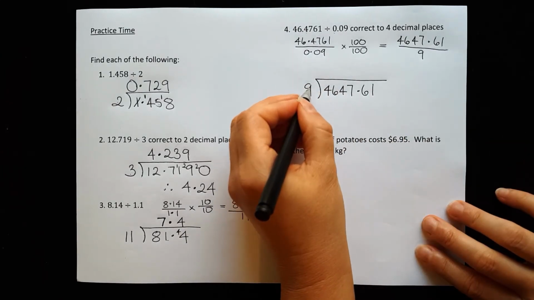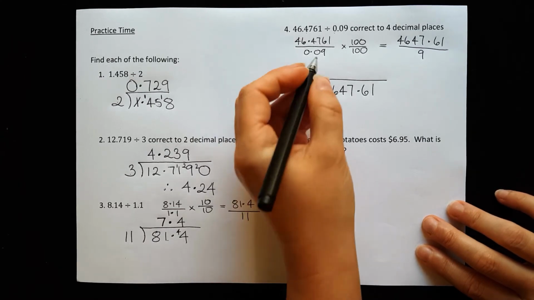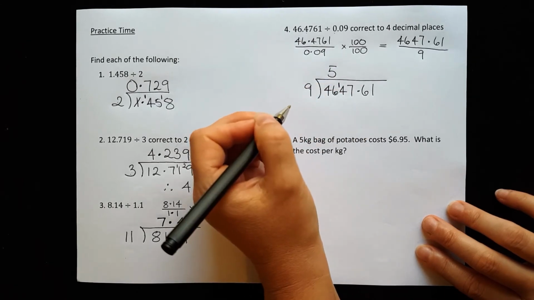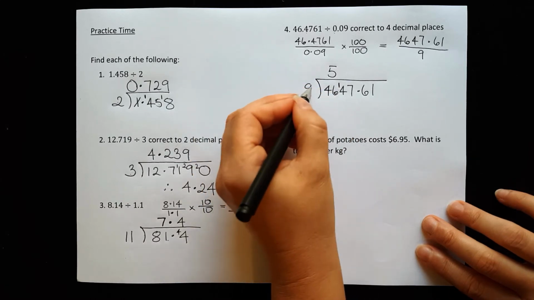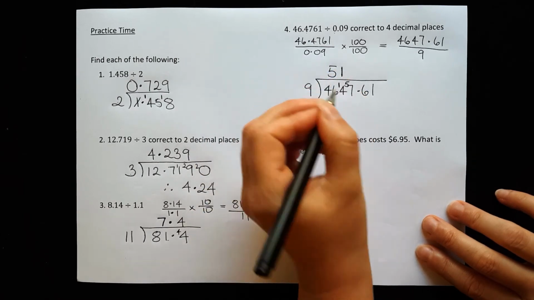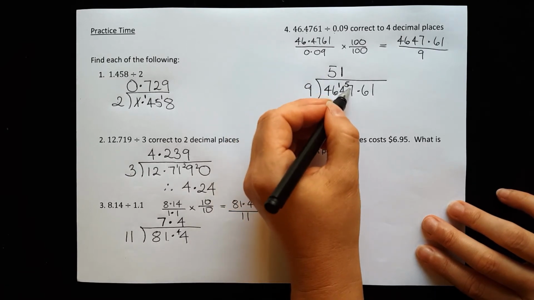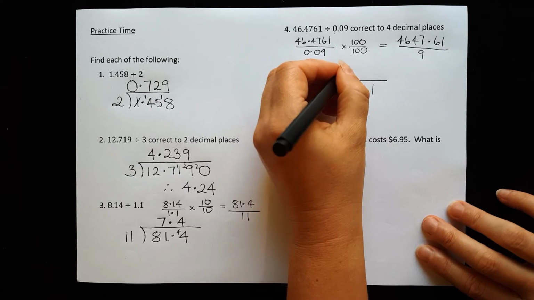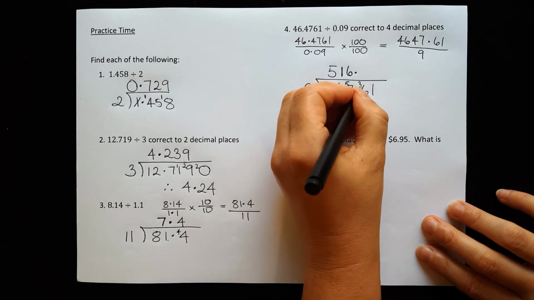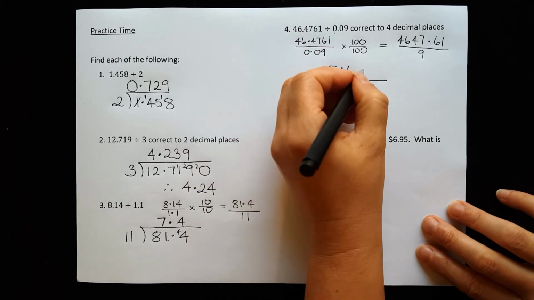4 divided by 9, I can't do. So let's go to 46. 46 divided by 9. 9 times 5 is 45, which will give me a remainder of 1. 14 divided by 9. 9 times 1 is 9, remainder of 5. 9 times 6 gives me 54. So I can go times 6 here. So 54, that gives me a remainder of 3. 36 divided by 9 goes exactly 4 times.